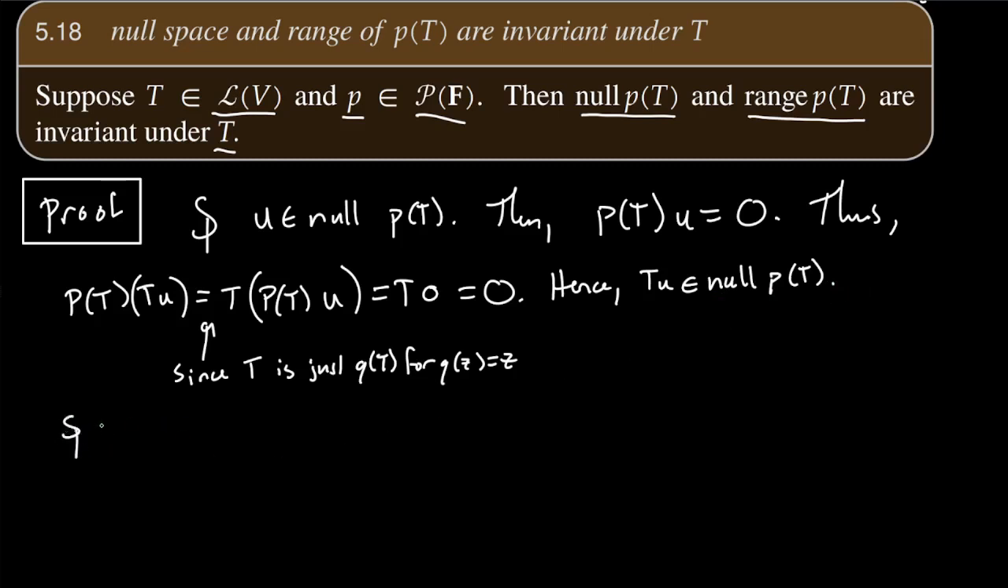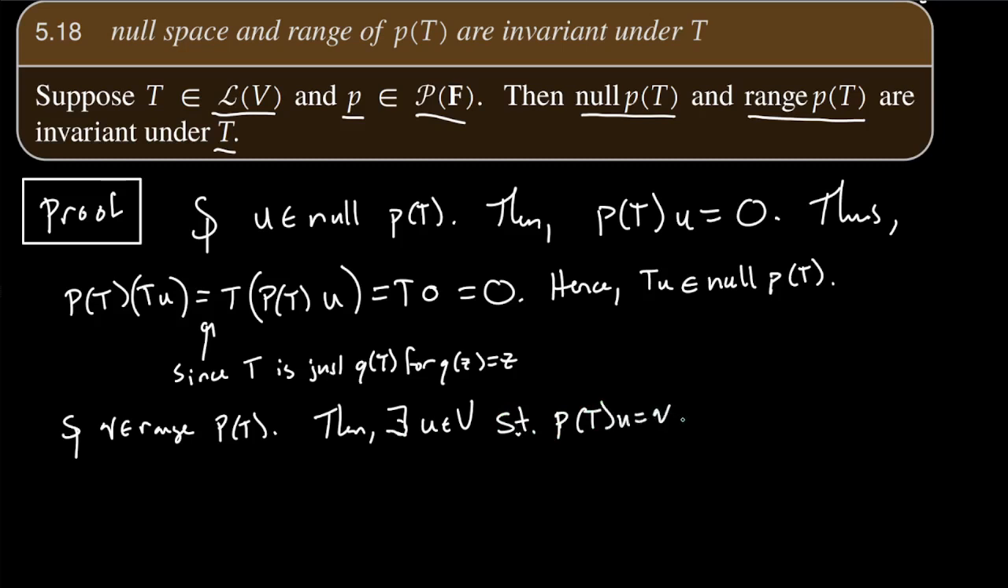Suppose now that v is in the range of p of t. Then there is some u in V such that p of t of u is equal to v. That's what it means to be in the range. Now, what are we going to do? We're just going to do the same exact trick. It's not crazy at all.